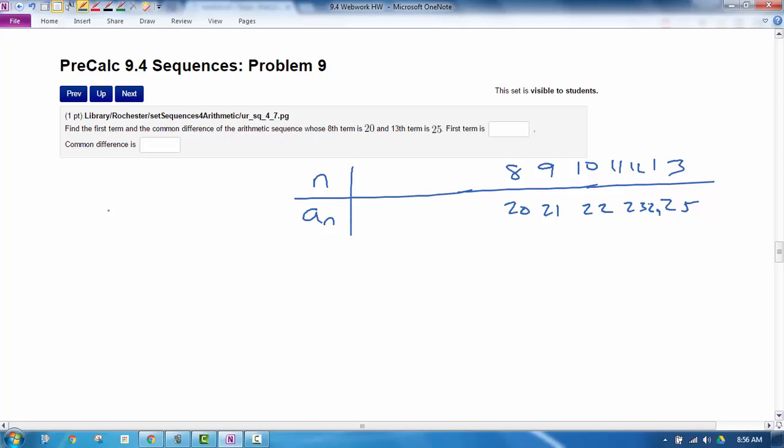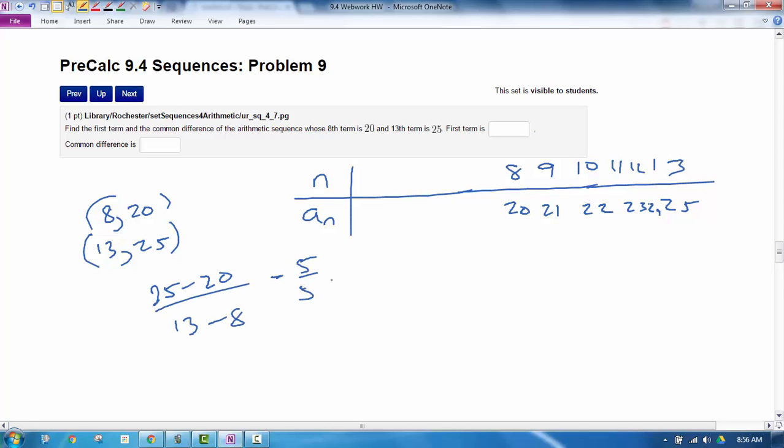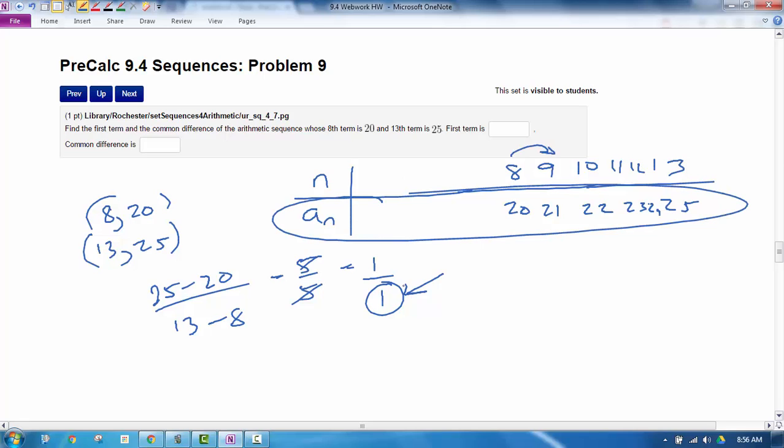Another thing you can do is find the slope. Look at these as ordered pairs, 8, 20, and 13, 25, because the slope is going to be, in this case, 25 minus 20 over 13 minus 8, which is 5 over 5, which is 1. The slope is going to be the common difference in this case, because if you reduce this to 1, then you're saying there's always a 1 in the bottom, which is what we want, because it's saying how much do we increase for each term. So how much do we increase the y value for each 1 increase in n, which will be the common difference.